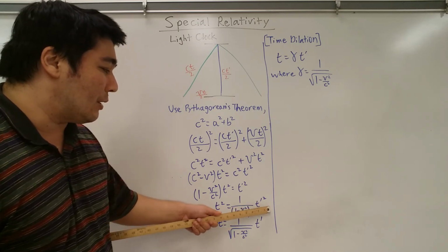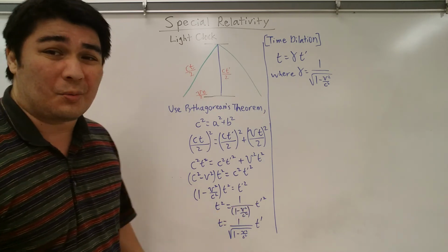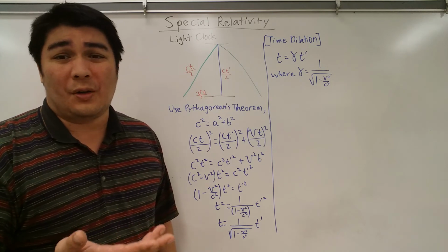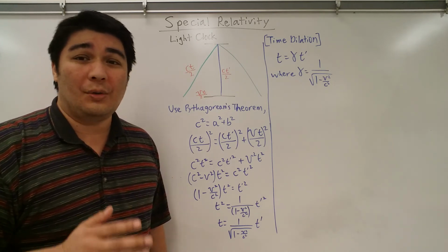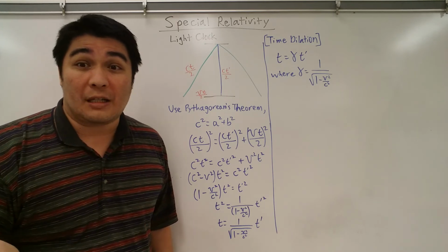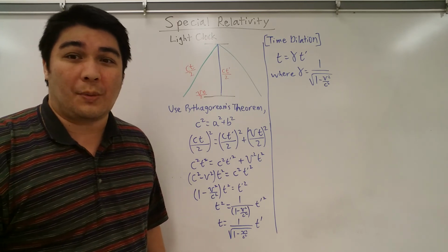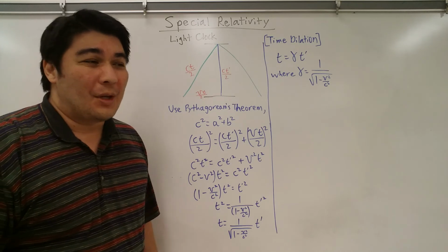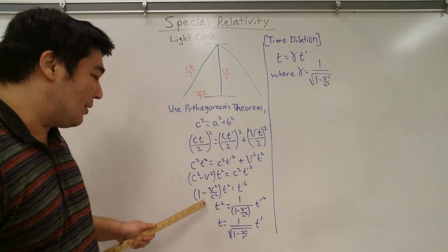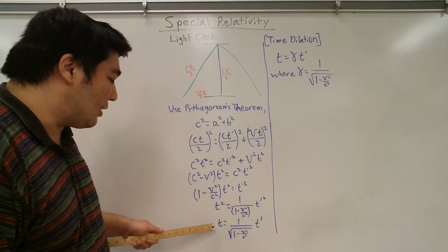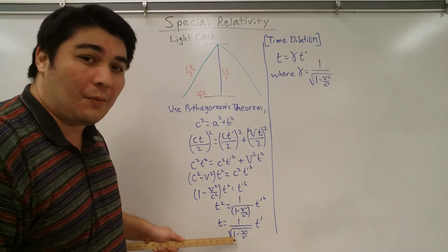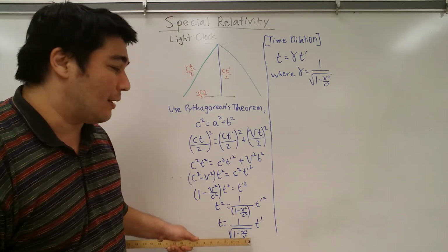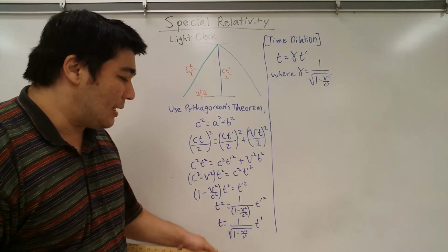And then I'm going to square root both sides of the equation, because first of all, nobody knows what squared time looks like. Everyone experiences only time just by itself. Nobody has ever experienced a square second. So I'm going to take the square root of this whole equation. I'm going to get t equals the square root of 1 over the square root of 1 minus v squared over c squared, all of that times t prime.